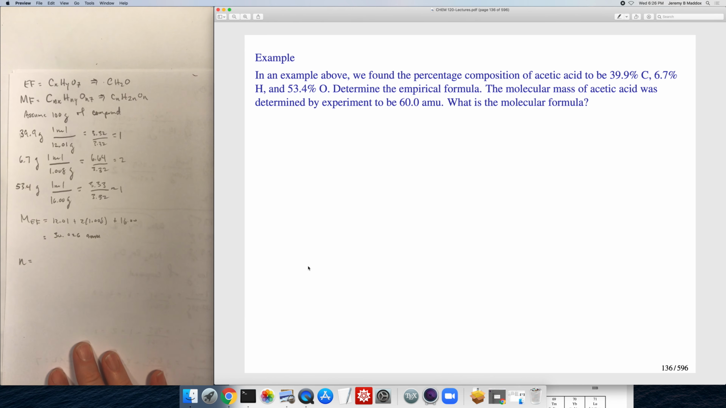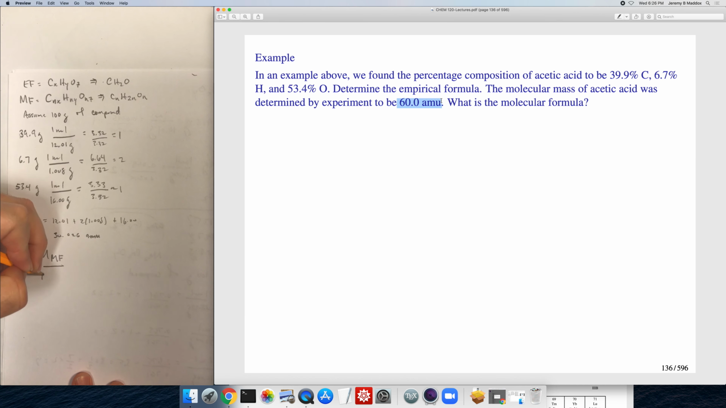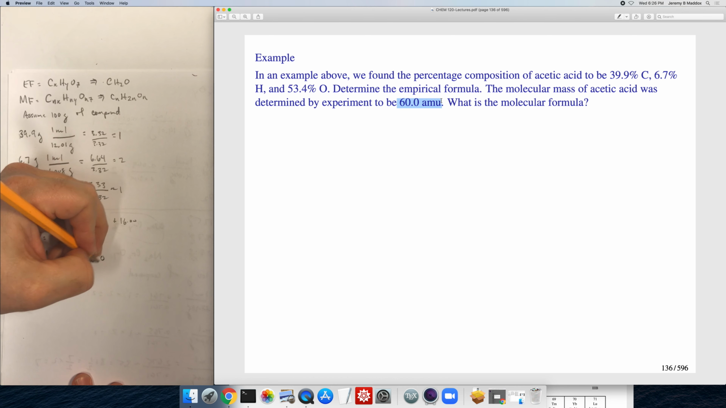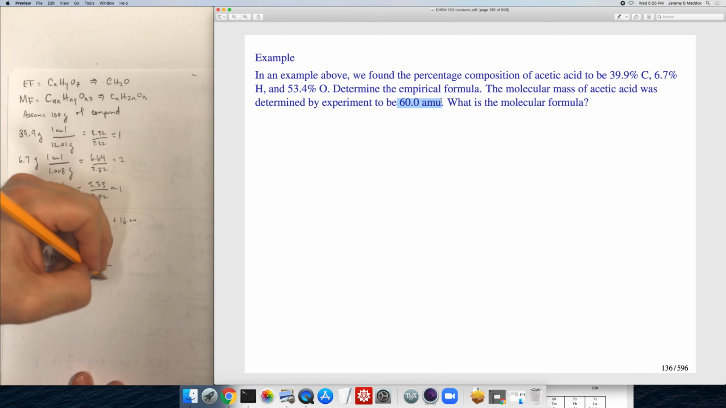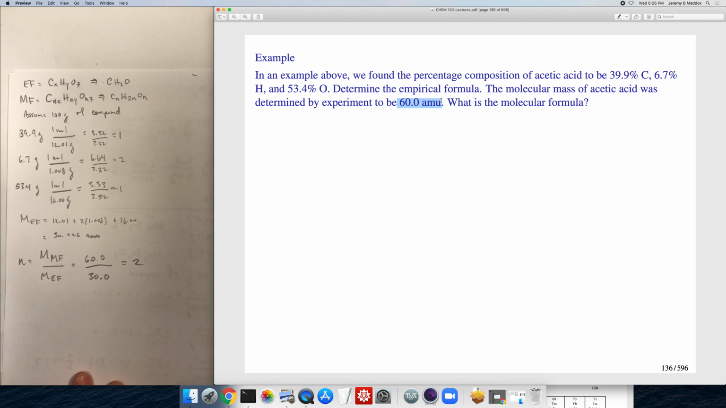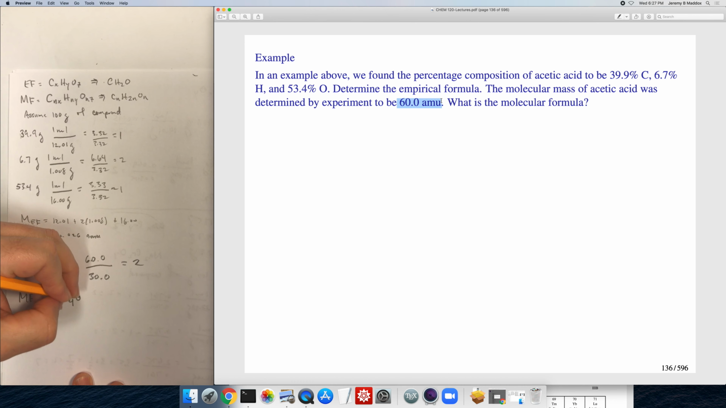Now, to get the value of n, what you want to do is to take the molar mass of the molecular formula, which is given to us in the problem. It's the 60 AMUs, and you want to divide that by the molar mass of the empirical formula. So we've got the 60.0 up top divided by the 30.0 in the denominator, and that's going to give us a value of 2. And so that tells us that the molecular formula is C2H4O2.